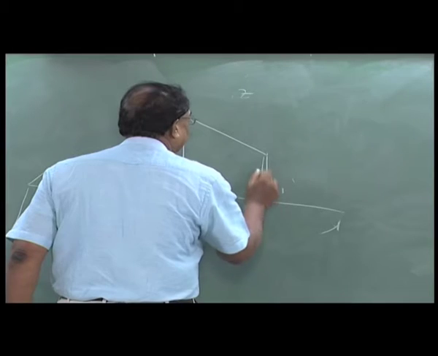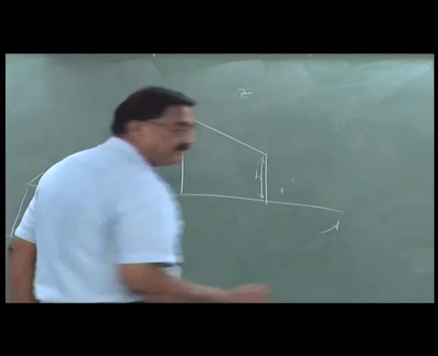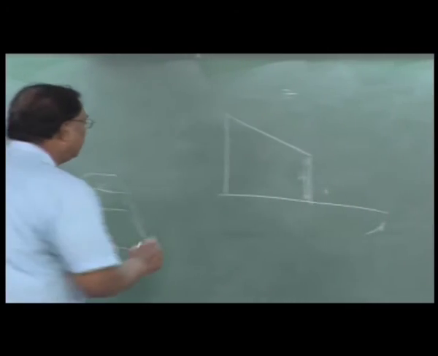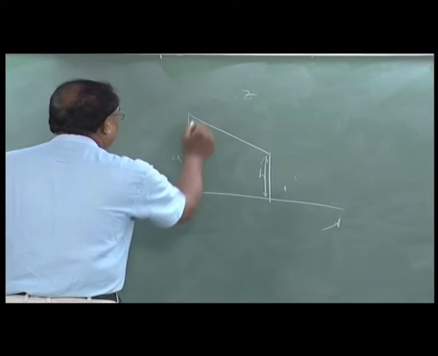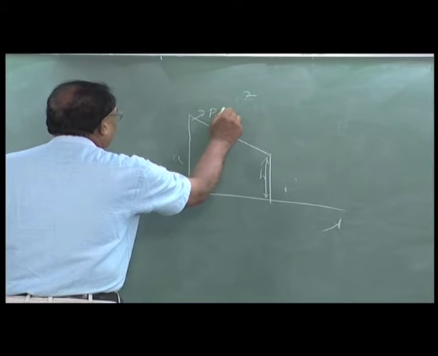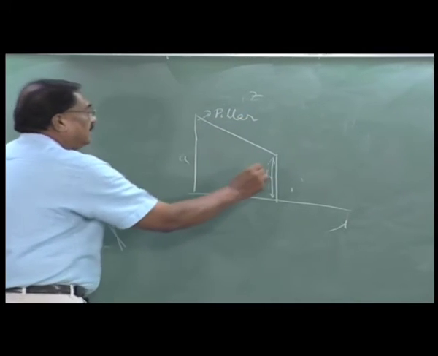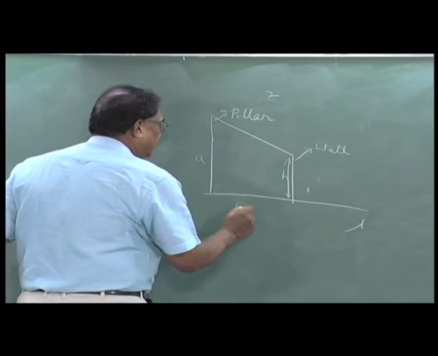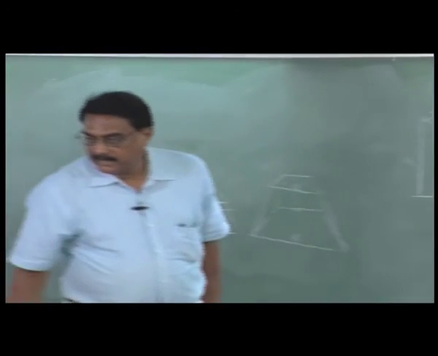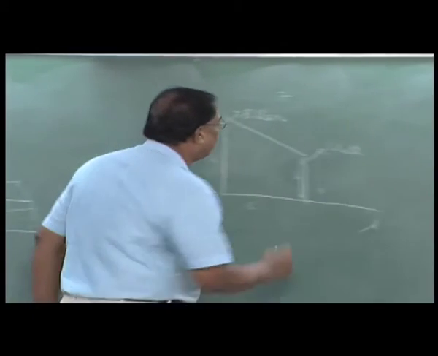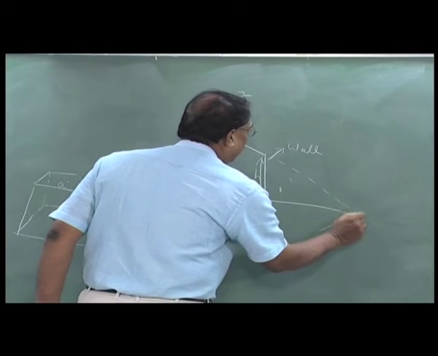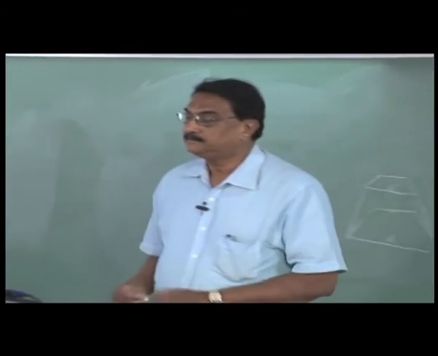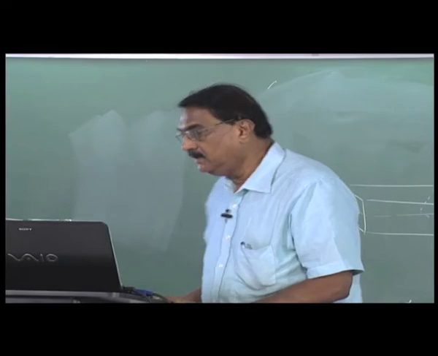What is this height? What is this thing, that height? Suppose it is A. Suppose this is a pillar, and this is the wall. The distance between them, this thing is C, and the shadow itself is x. Okay, so then what is the height of this?